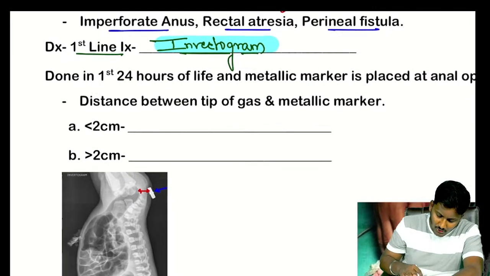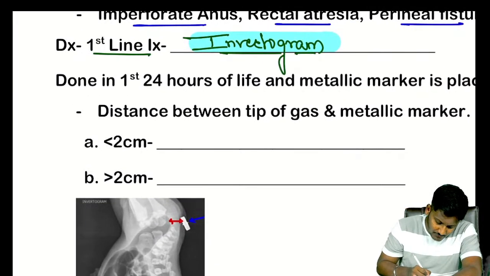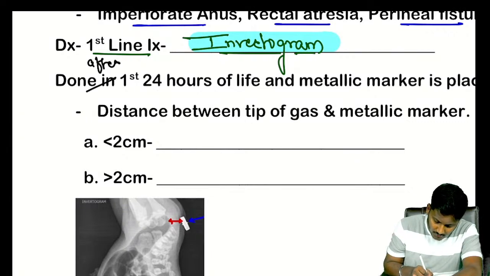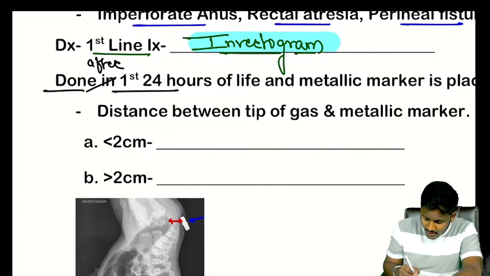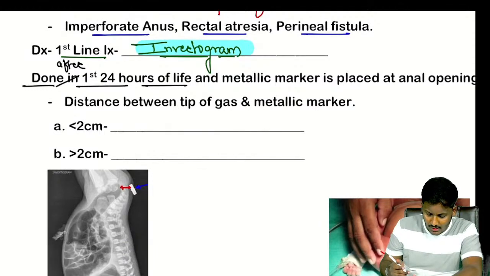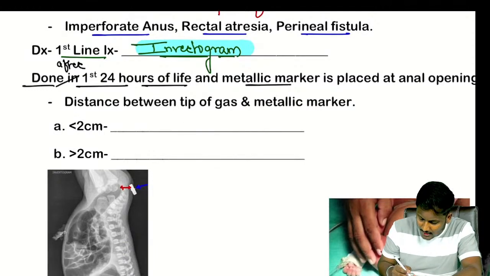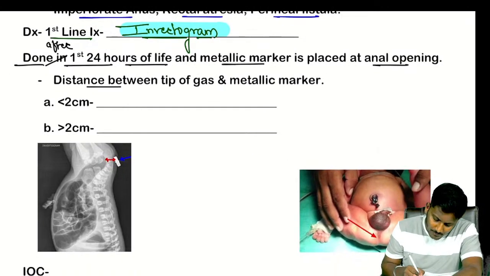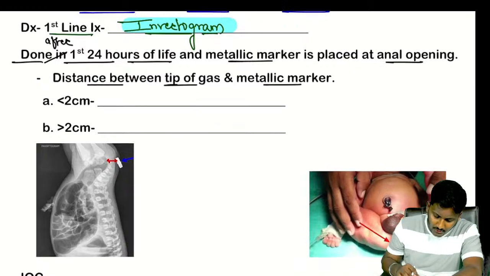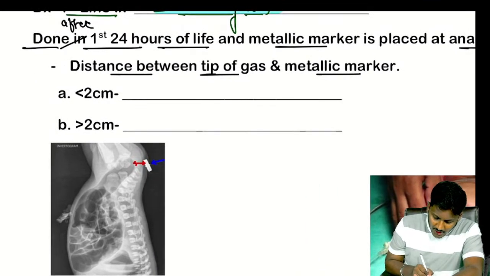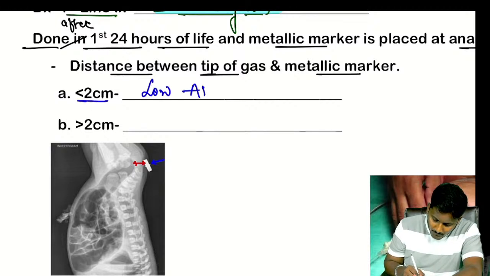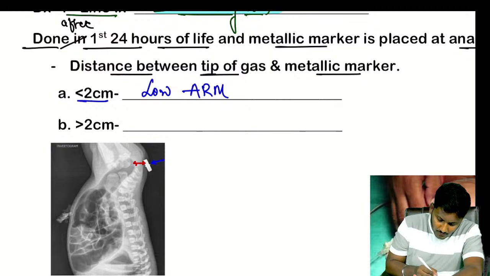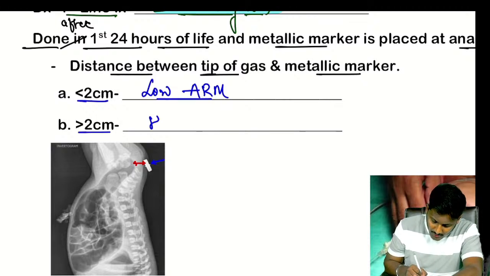It is not done in the first 24 hours, it is done after the first 24 hours of life. Okay, and as I told you, a metallic marker will be placed at the anal opening or a suspected anal opening, and then you have to measure the distance between the tip of the gas shadow and the metallic marker. If the distance is less than 2 centimeters, then it is a case of a low ARM. And if the distance between both of them is more than 2 centimeters, then it is going to be a high ARM.